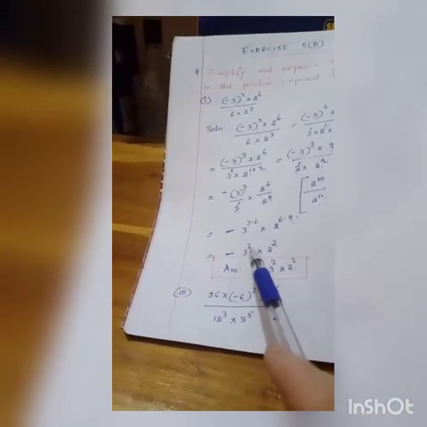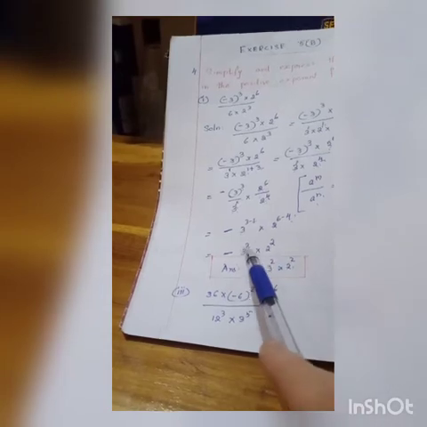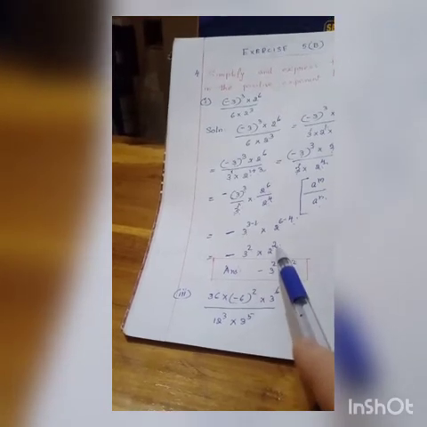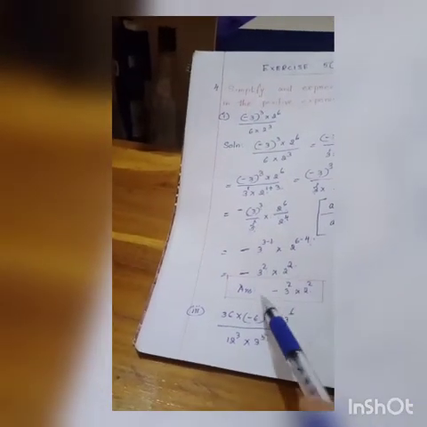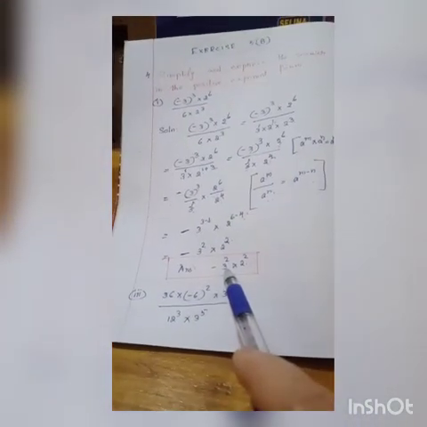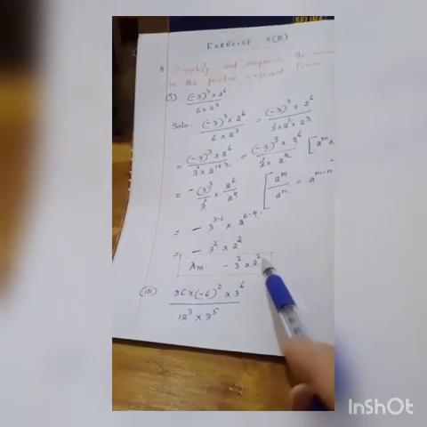So the exponents are 2 and 2, both are positive numbers. In the question it is asked to simplify and express the answer in positive exponent form. So the answer is (-3)^2 × 2^2.